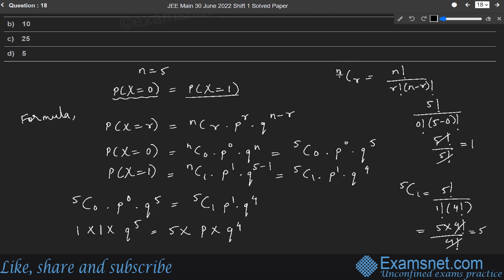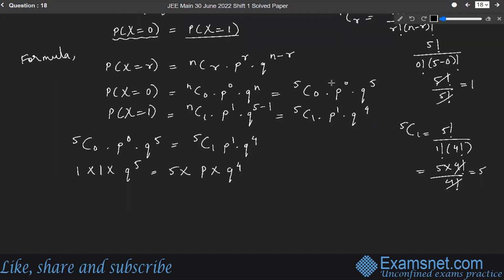Now we know that there is a relation between p and q. What is the relation? The relation is p plus q is equal to 1. So from here we can get the value of q. q will be equal to 1 minus p. Let us substitute this value of q here. So we have 1 into 1 is 1, 1 into q power 5. What is q? 1 minus p power 5 is equal to 5 into p into q power 4. Again, what is q? It is 1 minus p. So 1 minus p power 4.